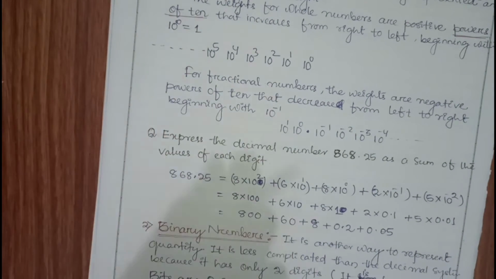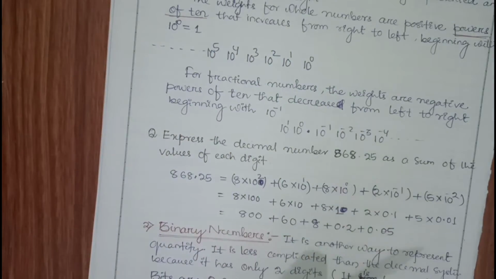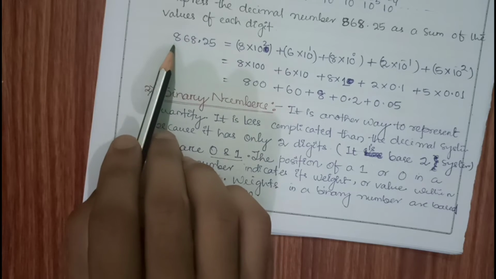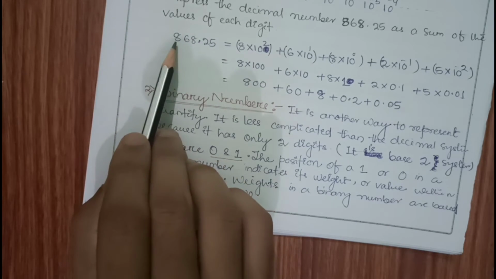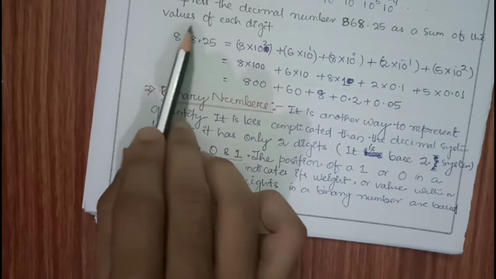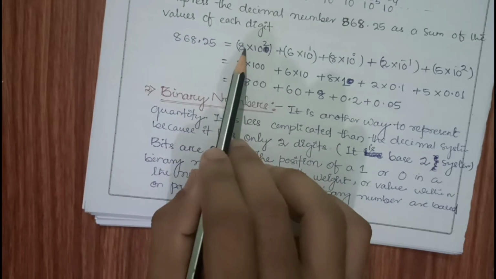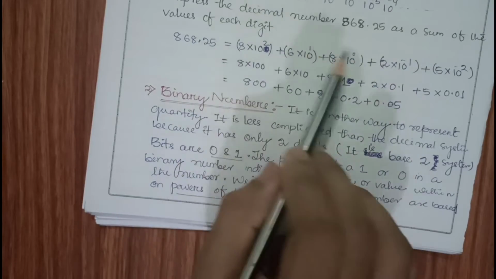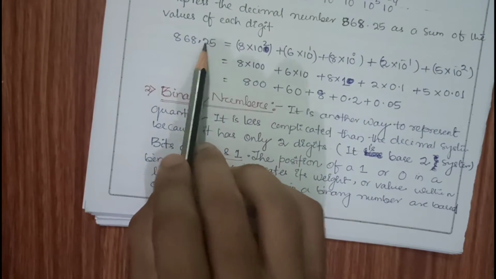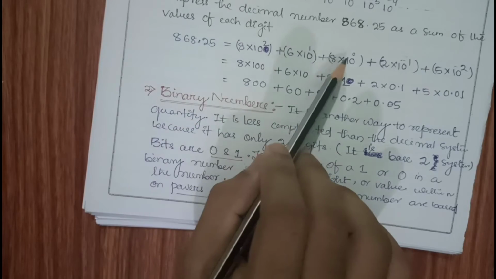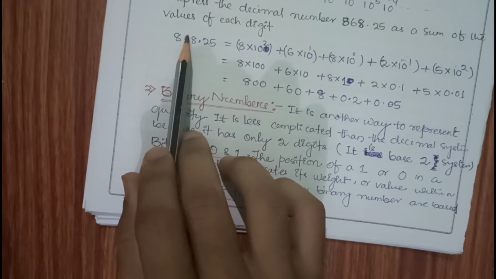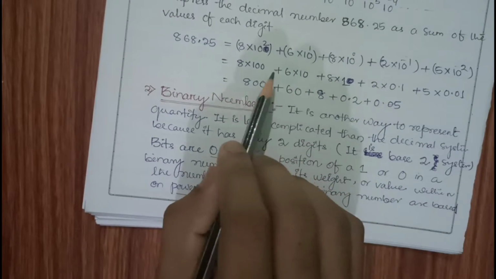In the decimal number system, if any number is given, let's take this example so it will clear everything. Suppose I have a number 868.25. It means I can write this value as 8 into 10 power 2, 6 into 10 power 1, 8 into 10 power 0, dot. After the dot, all the powers will be 10 power minus. Before the dot, the powers start from 10 power 0, then 10 power 1, 10 power 2, and they increase like this. And after the dot, they will decrease like this.